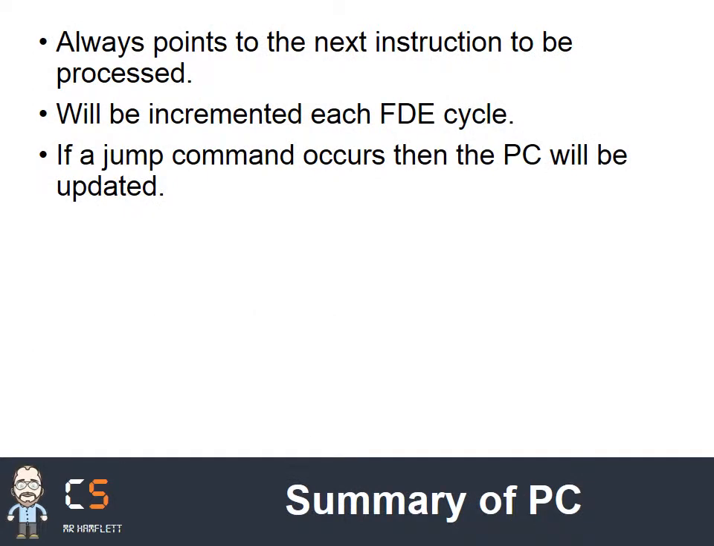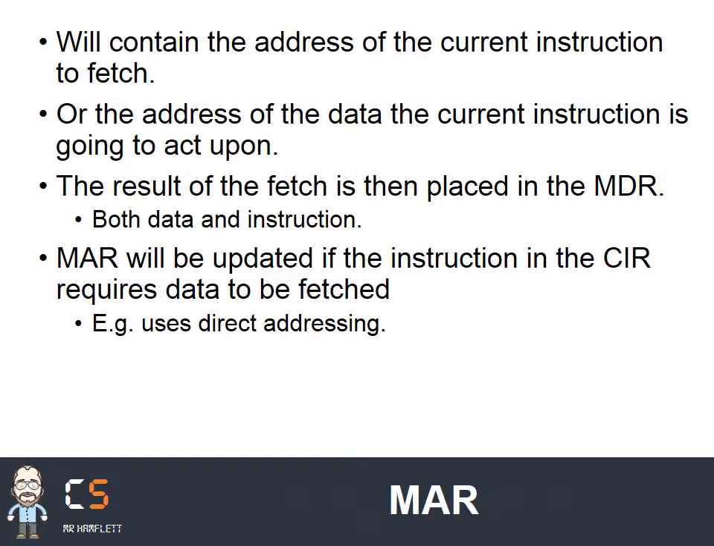So it's worth summarising the key registers. The program counter always points to the next instruction to be processed. It will be incremented each FDE cycle by one instruction, and if a jump command occurs, then the program counter is going to be updated, and we'll look at that in detail in a moment. The memory address register will contain the address of the code instruction that needs to be fetched, or it could be the address of some data that needs to be fetched, depending on if an extra fetch is needed when executing the current instruction.